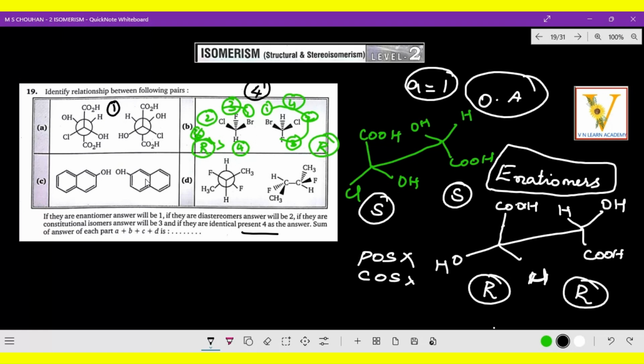As we observe, on the left side OH and on the right side OH, so this is the same. Both are the same, it is identical 100%. This value will be 4.